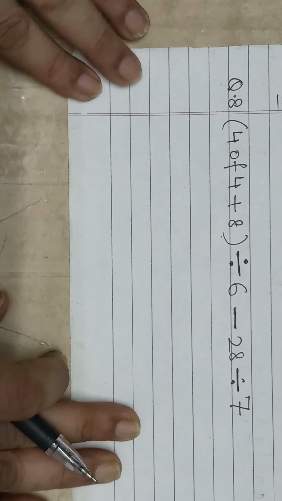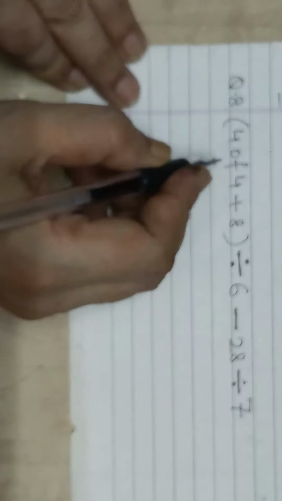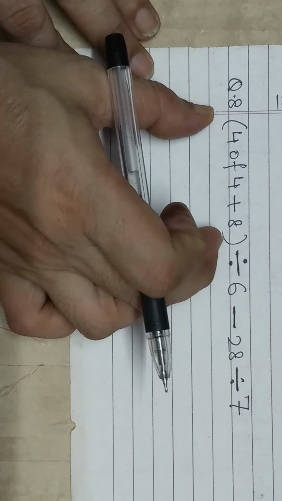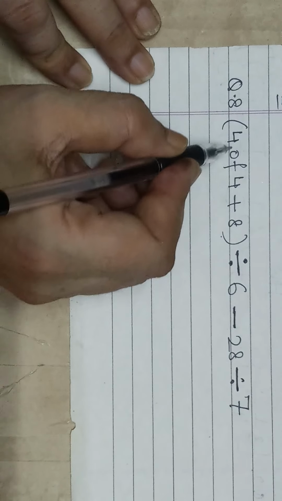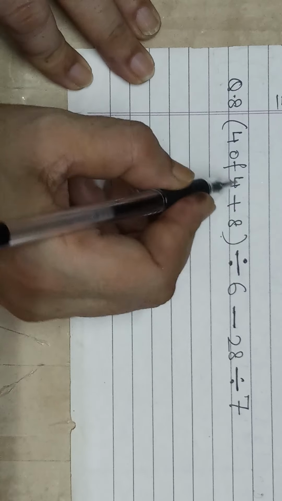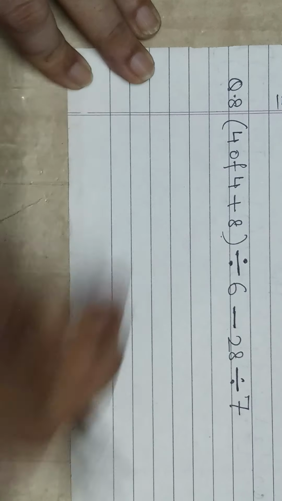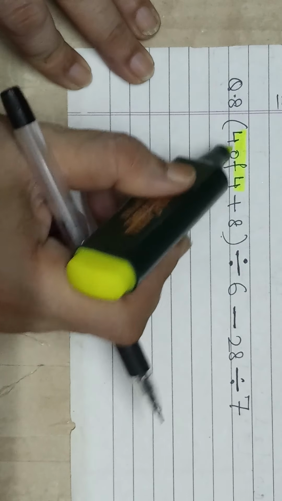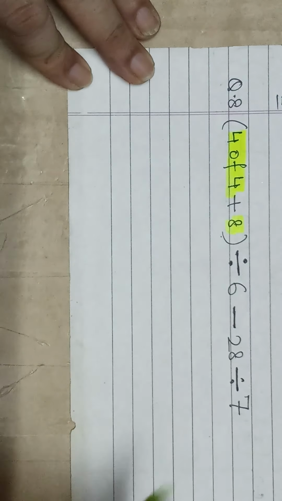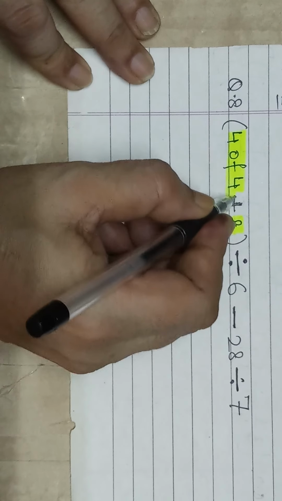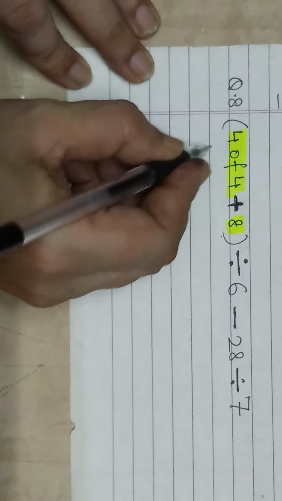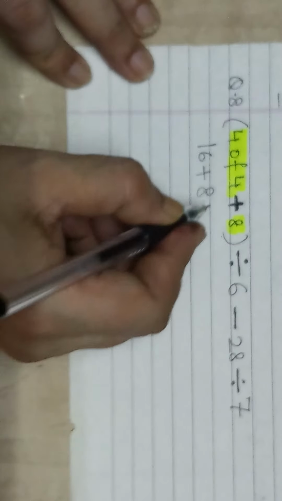Now let us look at this question. Question number 8. Now we have this small bracket, 4 of 4 plus 8. If you look at this small bracket, we know we have two parts. We have this part and we have this part, because it is separated by a plus sign. So 4 of 4 means 4 4s are 16, plus 8.